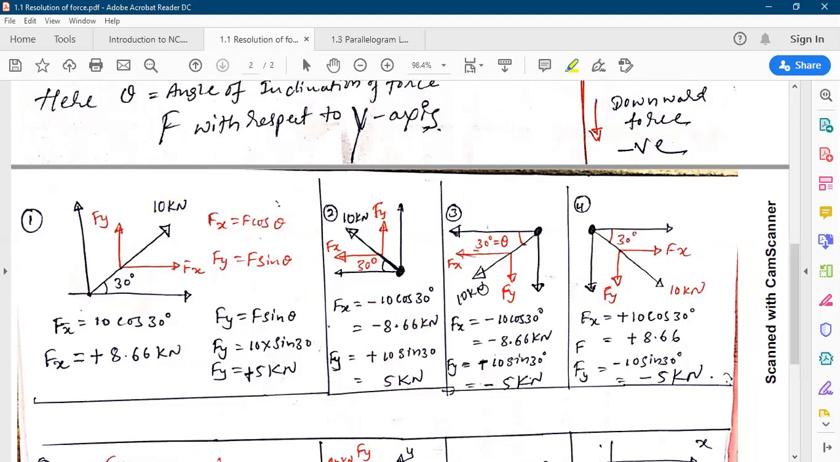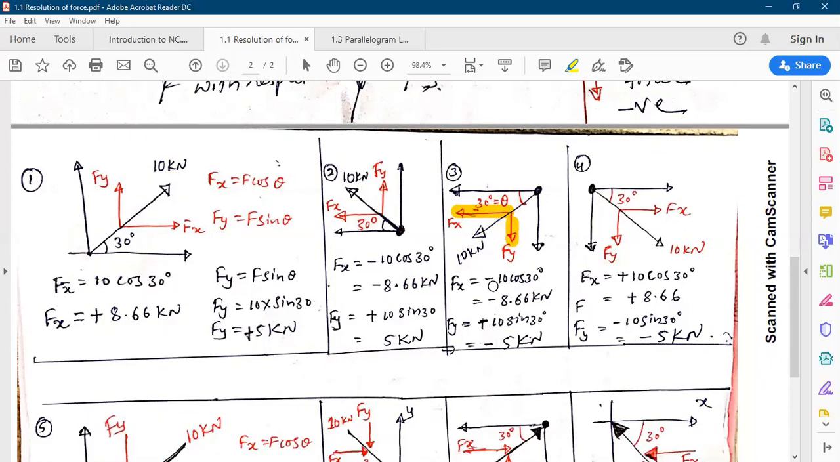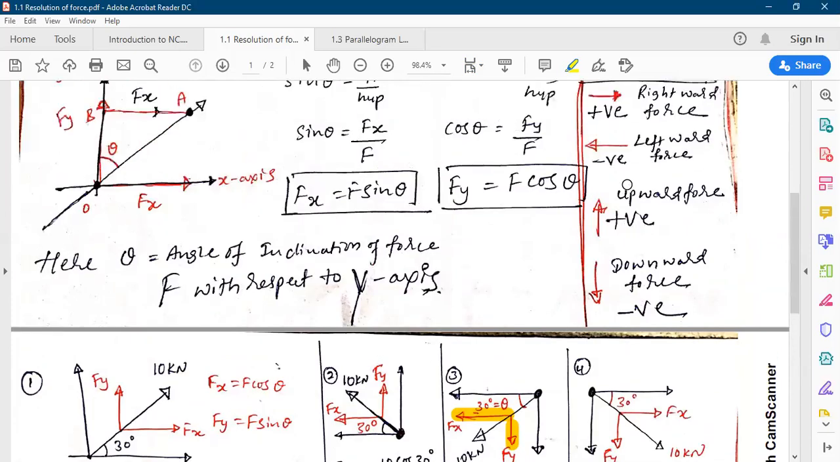Similarly, in other problems, we can consider the same force in the third quadrant: 10 kilonewton, making an angle of inclination of 30 degrees with respect to the x-axis. Considering these components, one will be acting leftwards and the other downwards. Since the components are acting leftwards and downwards, both will be taken as negative. So the answers are similar to the previous values, 8.66 and 5. The x component is acting leftwards and the y component is acting downwards, so they will be taken as negative as per these sign conventions.